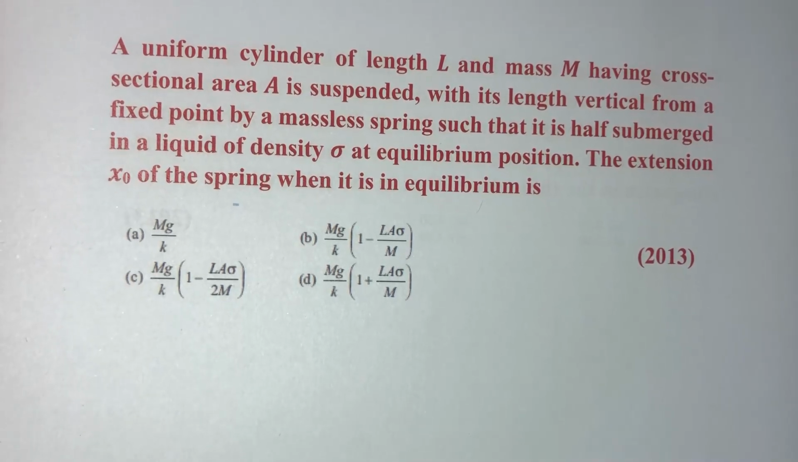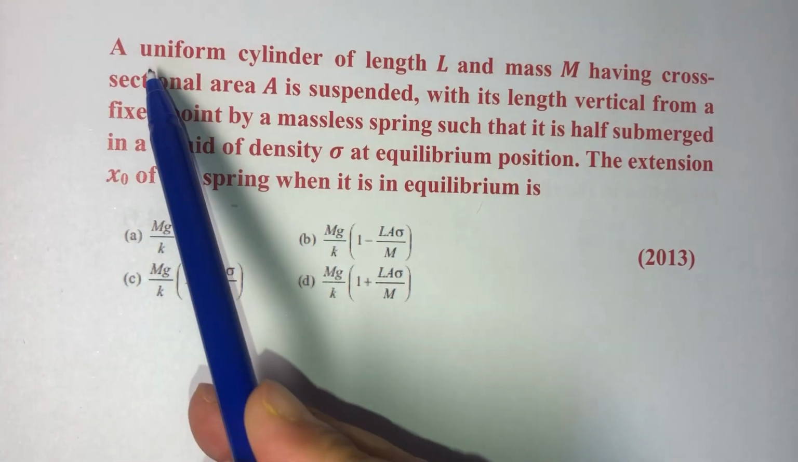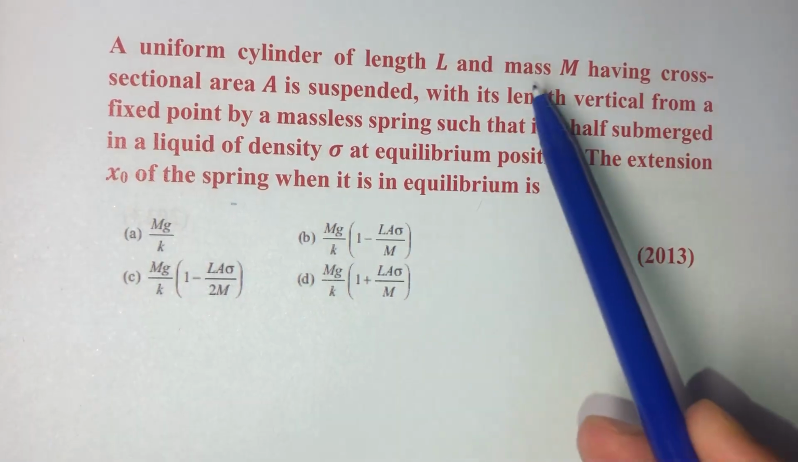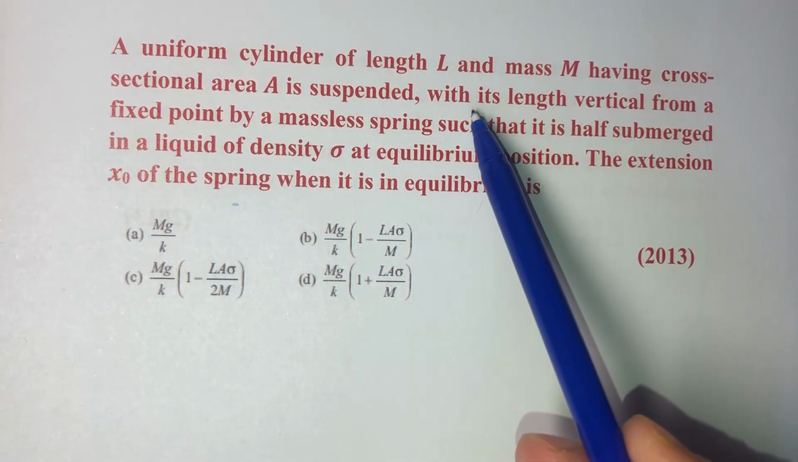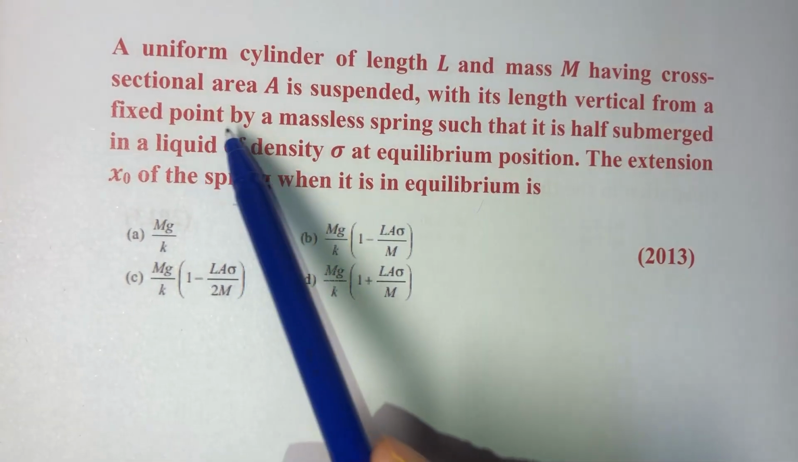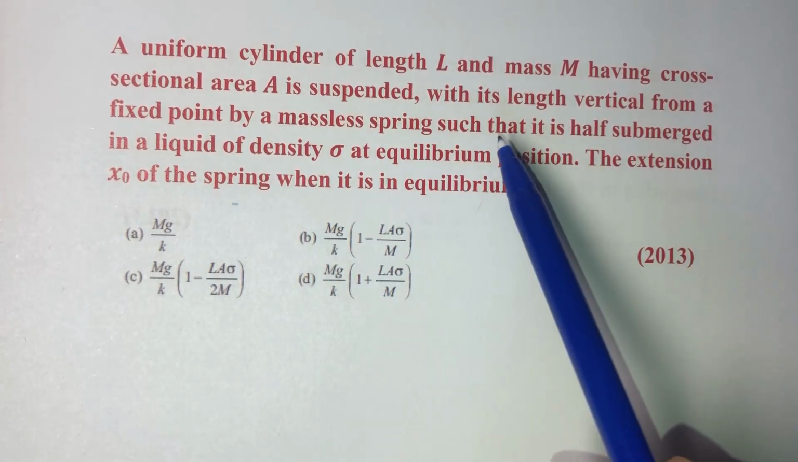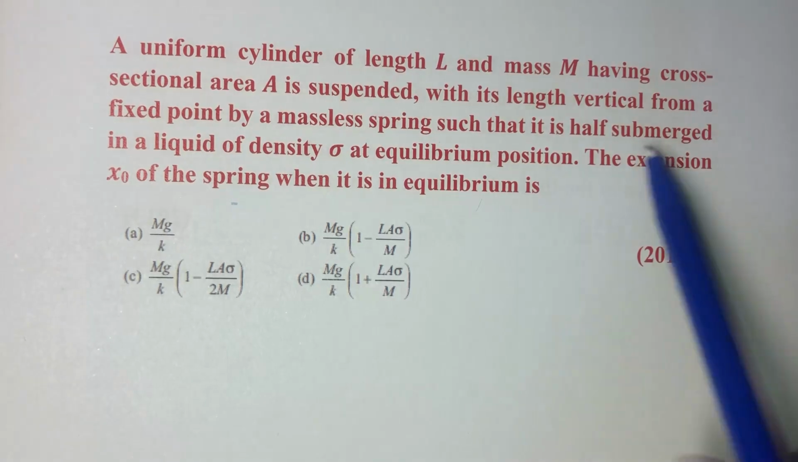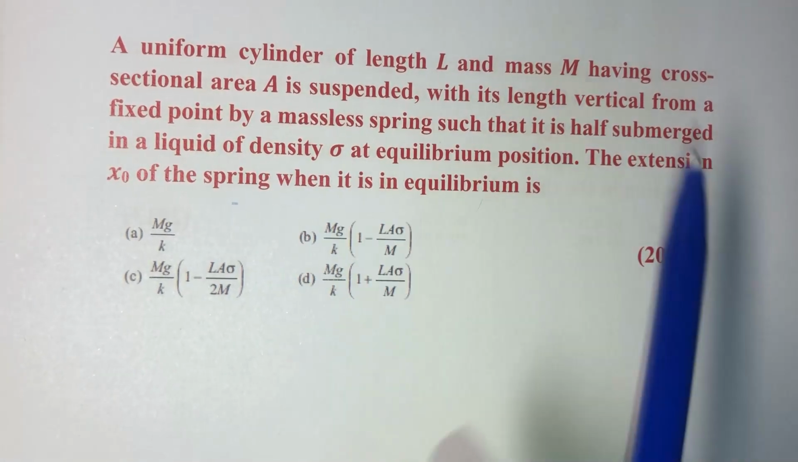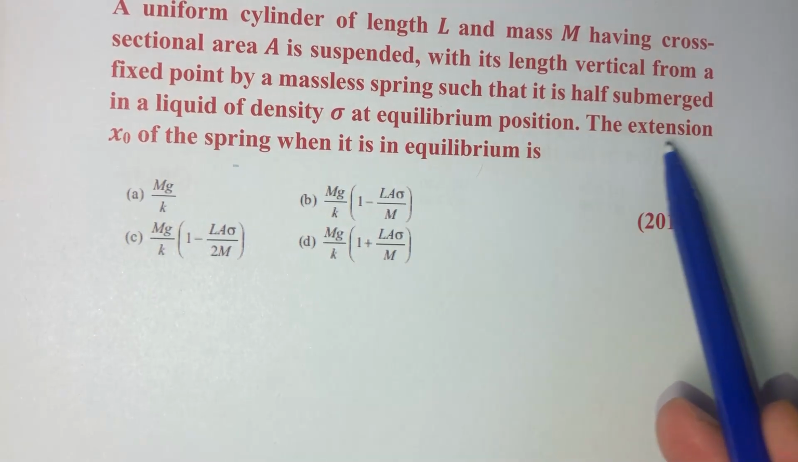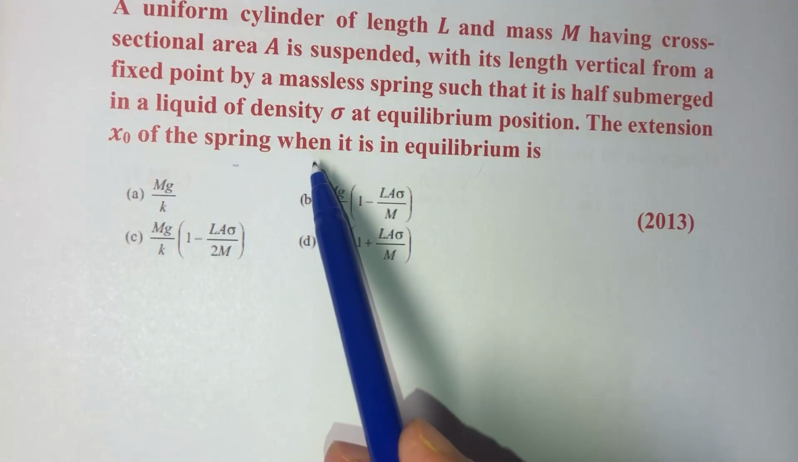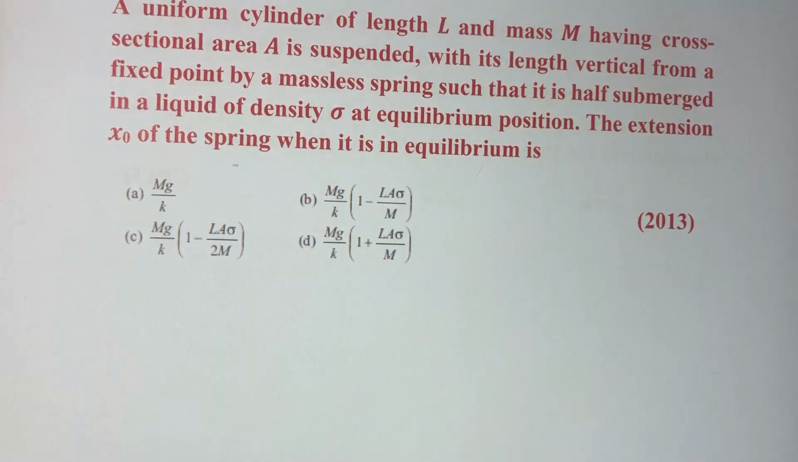Hello friends, today's question. A uniform cylinder of length L and mass m having cross-sectional area A is suspended with its length vertical from a fixed point by a massless spring such that it is half submerged in a liquid of density sigma at equilibrium position. The extension x naught of the spring when it is in equilibrium is given by.